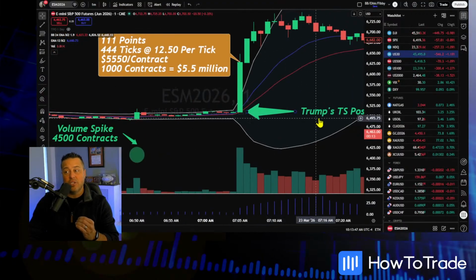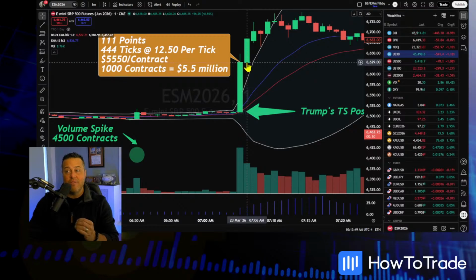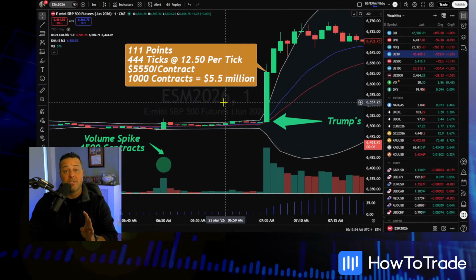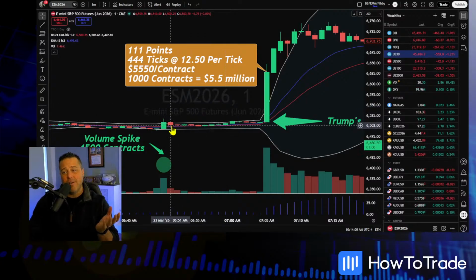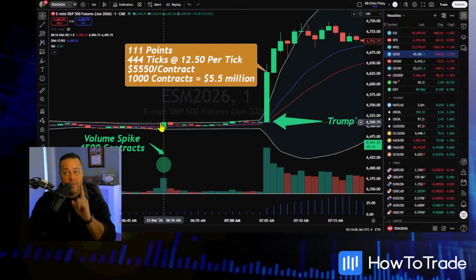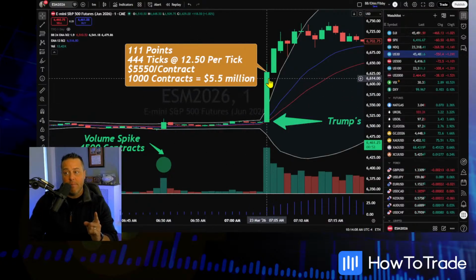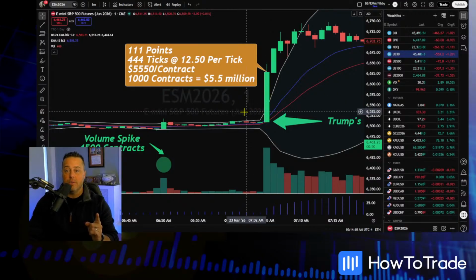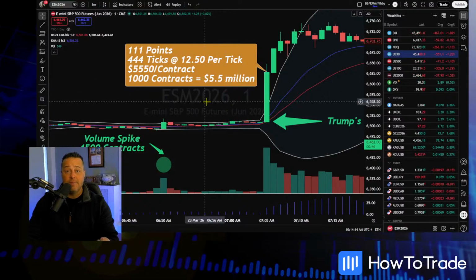If you saw his Truth Social post hit and just held it for a minute and missed out on all of this, you made 111 points. 4 ticks a point, 444 ticks at $12.50 per tick. That's a $5,550 move. Okay, a $5,550 move on one contract, one. For about 20 minutes of work? 1,000 contracts was worth $5.5 million.